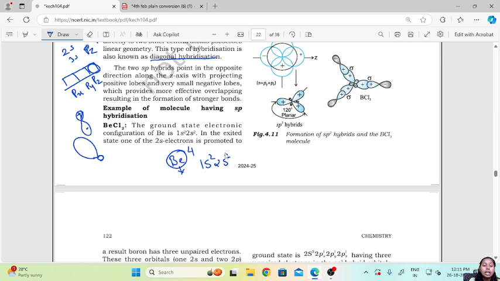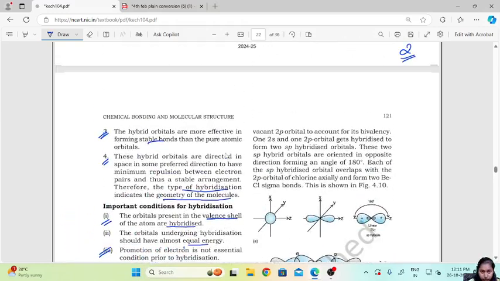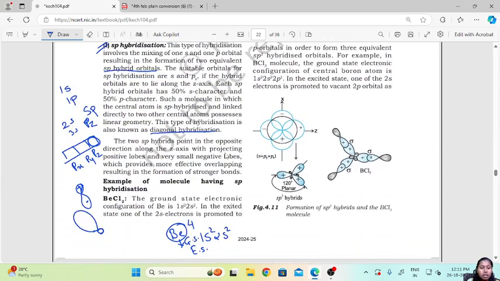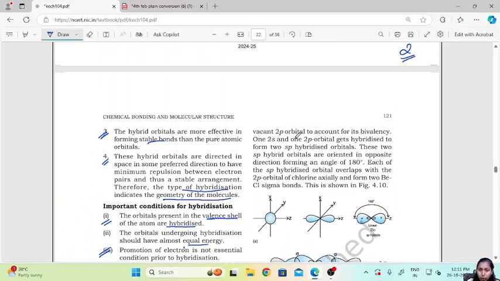Now this will be its electronic configuration in ground state. But when beryllium enters an excited state, what will happen? We have to shift one of the electrons from the s orbital to a vacant p orbital. Now in the excited state, one of the 2s electrons is promoted to the vacant 2p orbital to account for its bivalency. Why do we want bivalency? Because the hybridization is sp hybridization, right?